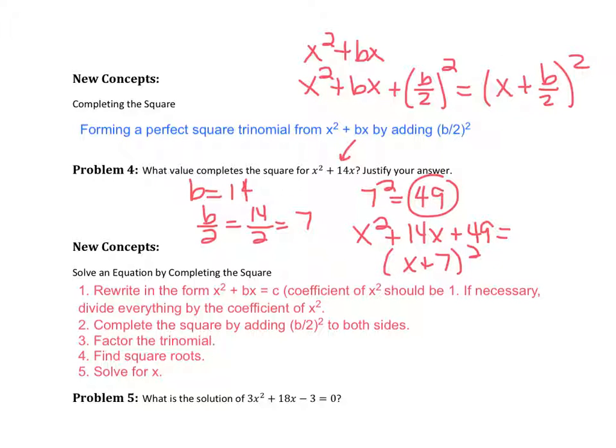All right, so under new concepts, we're going to talk about the steps to solve an equation by completing the square. If you just follow these steps, it's kind of foolproof, but it takes a little practice. The first thing you want to do is rewrite the equation in the form x squared plus bx equals c. It's important that the coefficient of x squared equals 1. If it doesn't, you need to divide everything by that coefficient to get it to equal 1. Then you're going to complete the square by adding b over 2, that quantity squared, to both sides. After that, you're going to factor the trinomial, find the square roots, and then solve for x. So we're going to try those steps out for problem number 5.